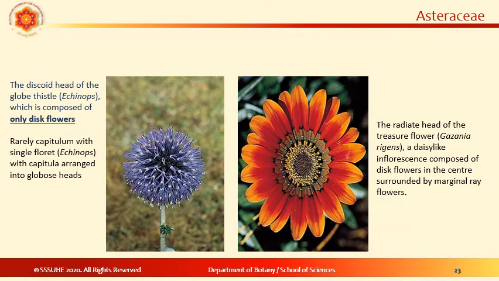Very rarely we can have a discoid head with only disc flowers, and here is a picture where you can see the rare capitulum with a single floret, as in Echinops, with capitula arranged into globose heads. So these globose heads have only disc flowers, no ray flowers. And the next one is a daisy-like inflorescence composed of disc flowers in the center and marginal ray flowers.